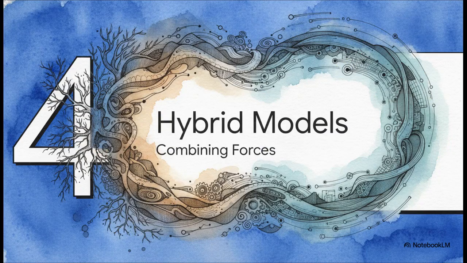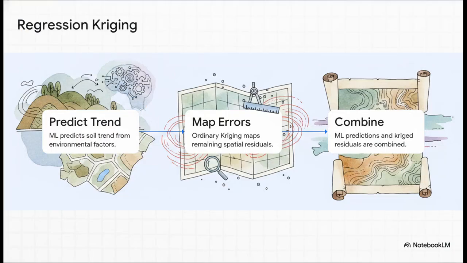All right, Section 4. Combining forces, hybrid models. Eventually, scientists realized, why choose sides? This brings us to a process called regression kriging, which is a true workhorse of modern digital soil mapping. It literally gives us the best of both worlds. Here's how it works. Step 1.